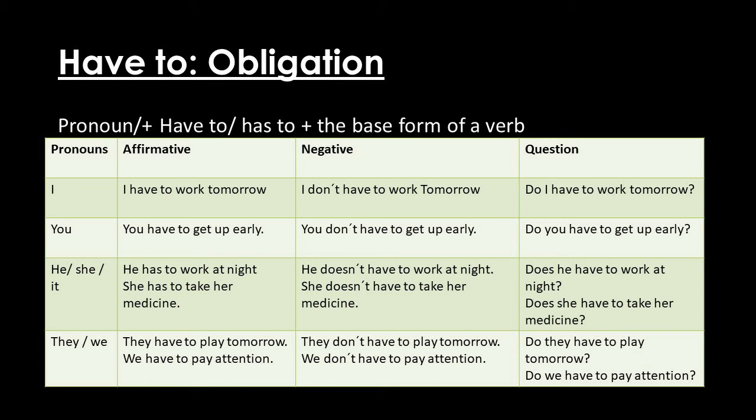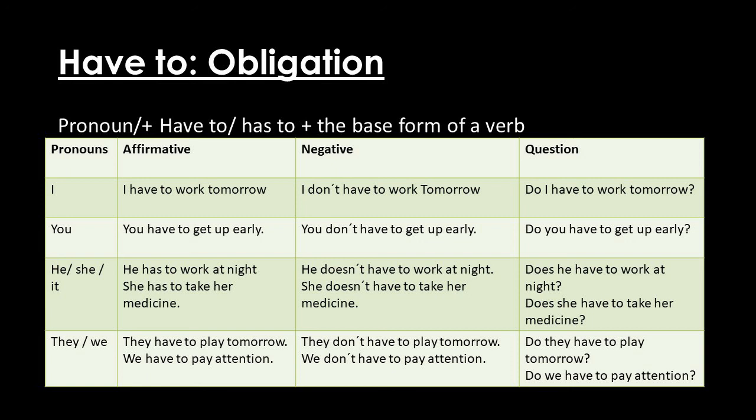Now, when we are talking about questions, we use again the auxiliary verb. The structure is the auxiliary verb plus the pronoun plus "have to" and the complement. So in this case, we have: Do I have to work tomorrow? Do you have to get up early? When we use "does" for he, she, and it, we use again "have to" and not "has to."